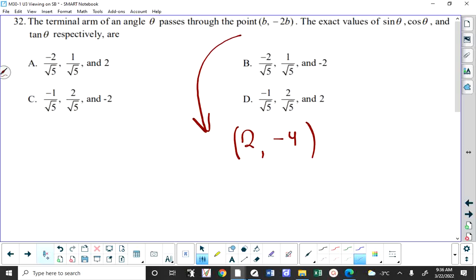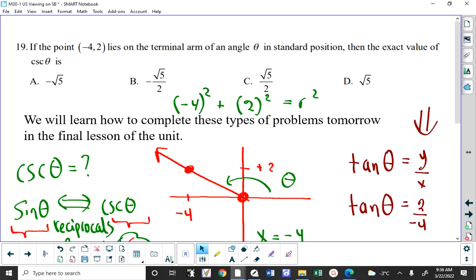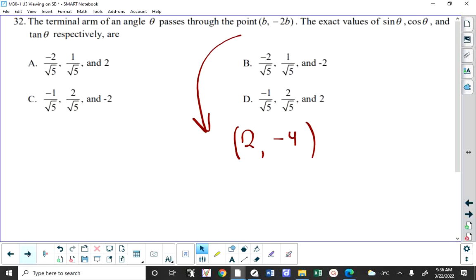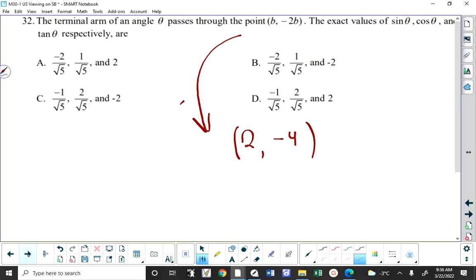The fact that it passes through that point means that it's this type of question that Jonathan had asked about, right? Where you know the x and the y coordinate and you're asked to find a trigonometric ratio. And you would discover that whether you chose 2, negative 4, or 8, negative 16, you're going to get the right answer.